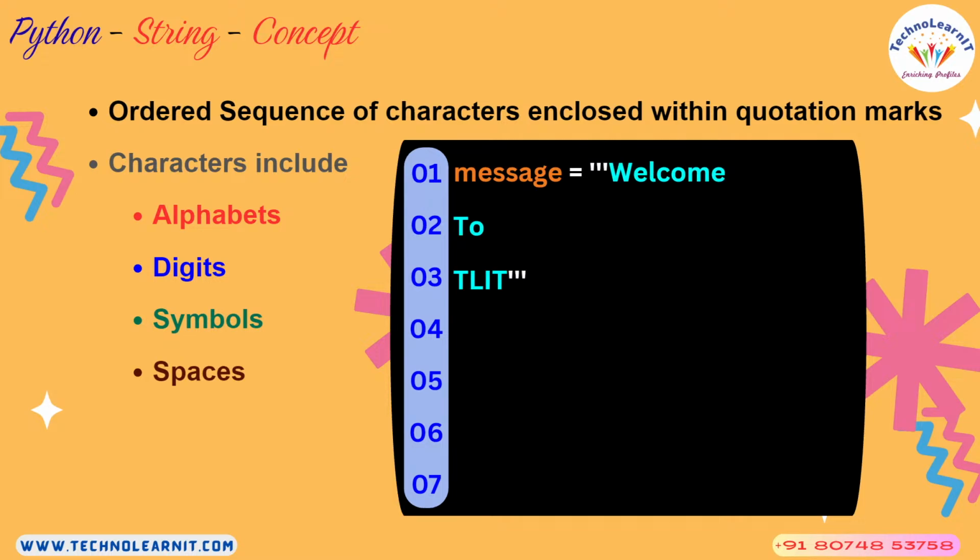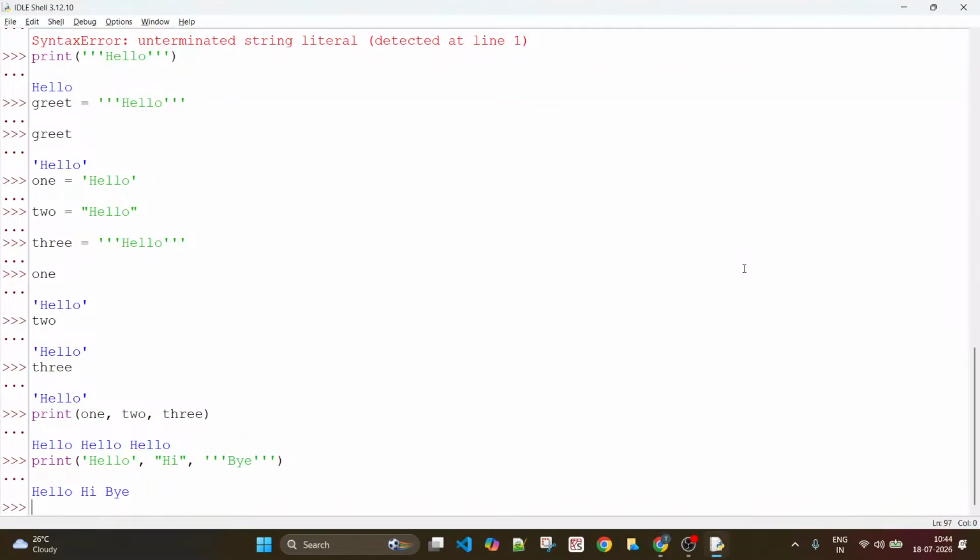Where do we use this symbol especially? When you have to store a multi-line text, that is where this symbol helps you a lot. So you see here, welcome to TLIT. Welcome is on one line, to is on another line, TLIT is on another line. But if you have to treat the entire thing as a string, then you can use this triple quote operator. If you have to print this message, I'm going to show this on IDLE, using the same example.